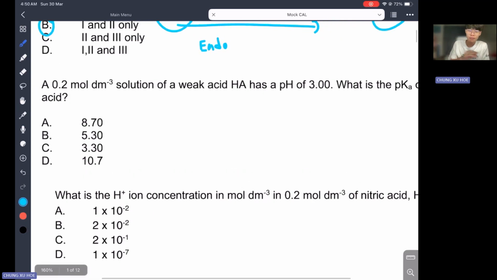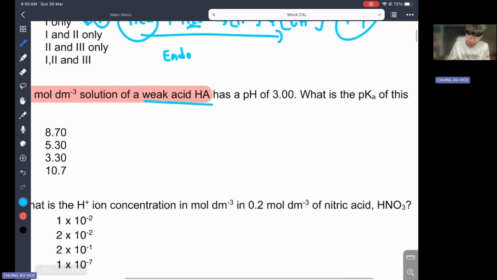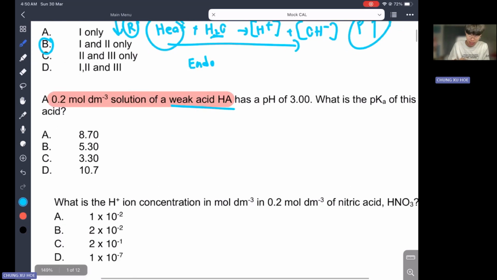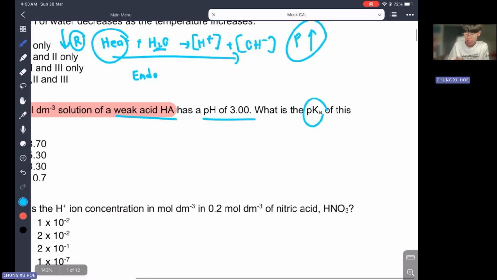So if you can do, just get here 0.2 mole of solution of weak acid. Weak acid is very important. In the question, you need to know whether the acid is weak or strong. Here it says the concentration of weak acid is 0.2. The pH of this weak acid is 3. What is pKa? They're asking for pKa.